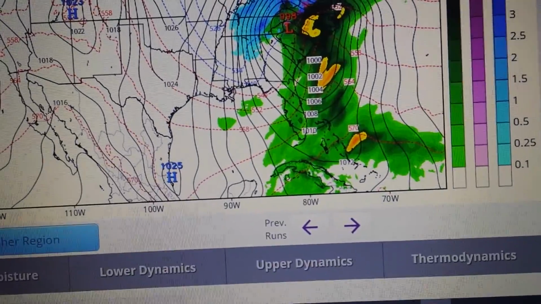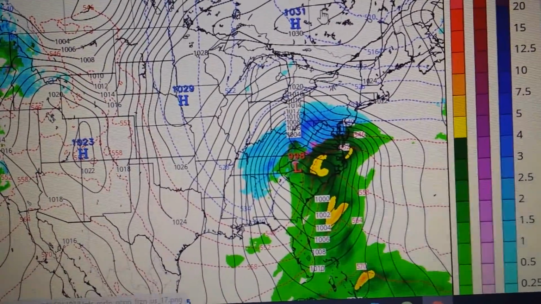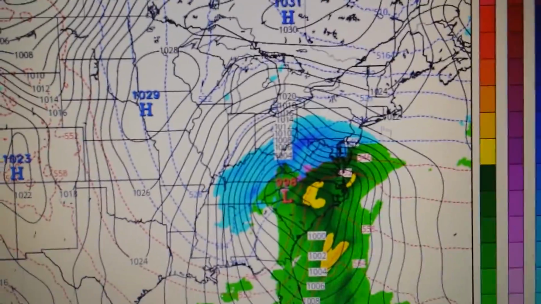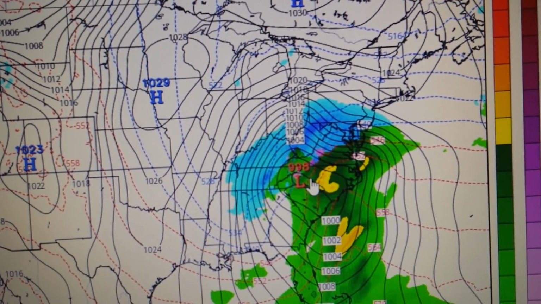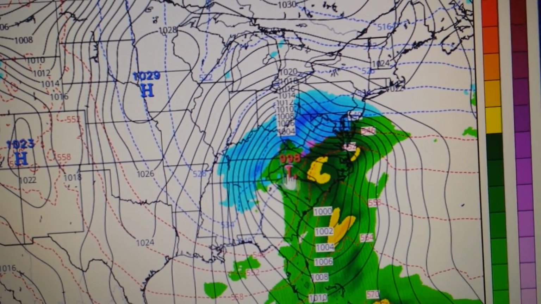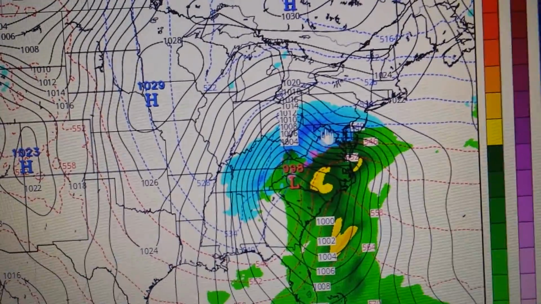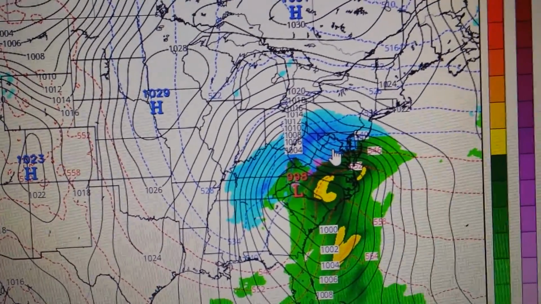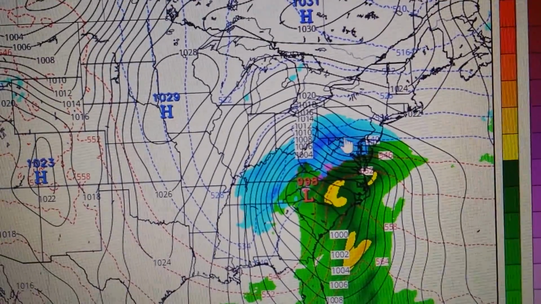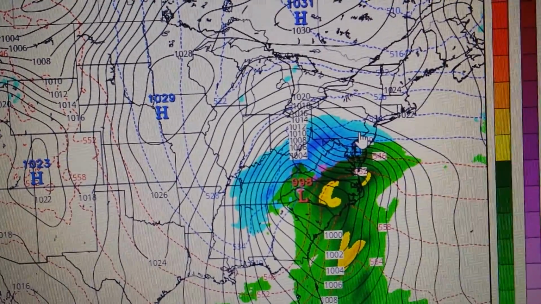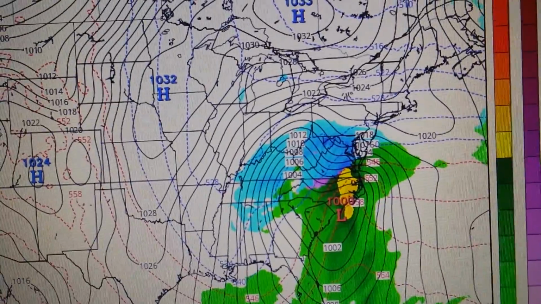Okay, here we are. This is the older run. So here we are. This is your center of low pressure in the older run over North Carolina. You can see that the snow is spreading, starting to really thump away in West Virginia and Northern Virginia, and starting to spread into Pennsylvania and New Jersey. New run is further south.